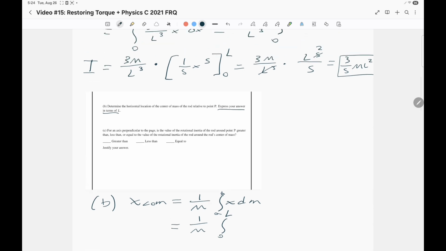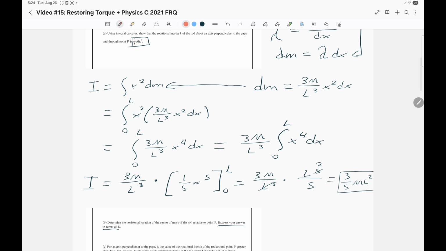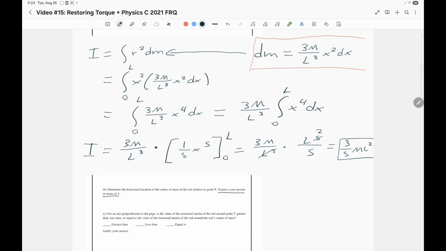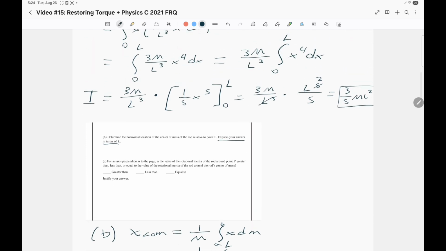And then we still have the mass differential from up here, right? So we can make use of this again. We don't have to do the work again because we did all that work up there. Nothing changes. Everything from part A is still true for part B, except for the fact that our integral is going to work differently because we don't have x squared. We just have x.